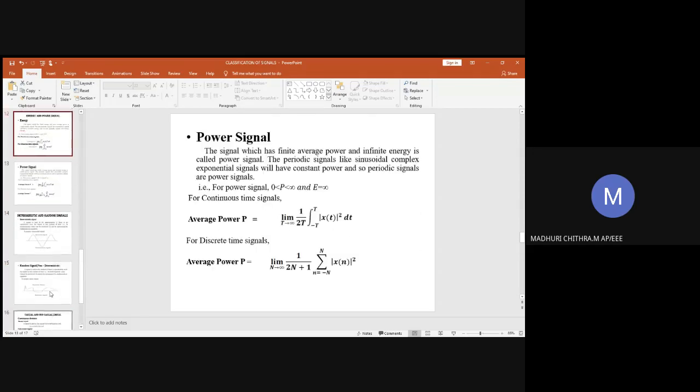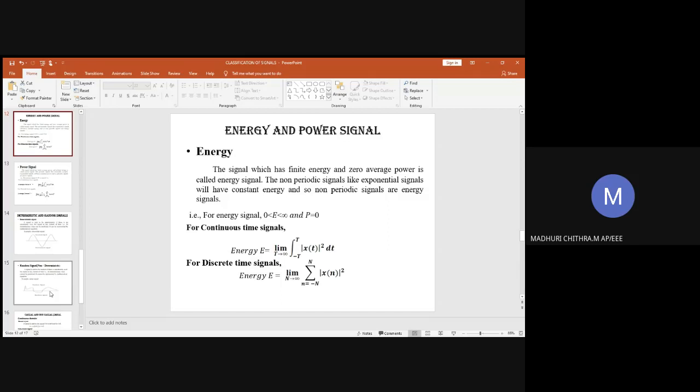So it's just an overview of the subject, an overview of the classification of signals. If we solve the problems one by one, we will get more idea about the subject.